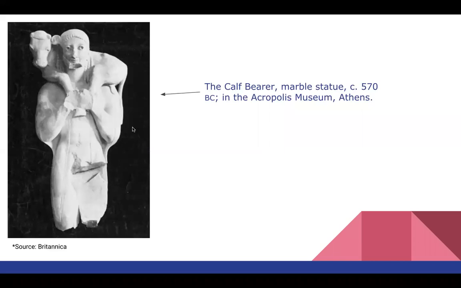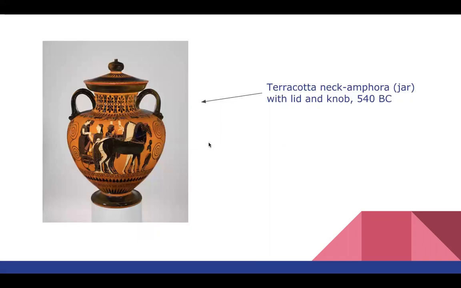So this image is of the Bear, a marble statue from 570 BC in the Acropolis Museum in Athens. And this image is of a terracotta neck amphora jar with lid and knob from 540 BC.